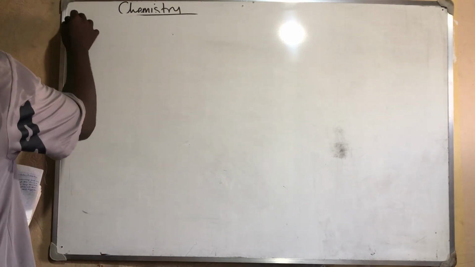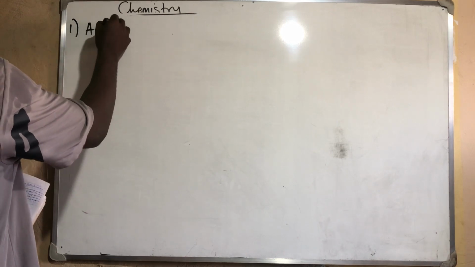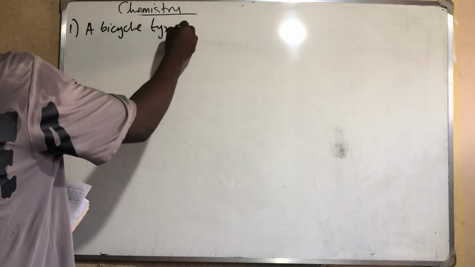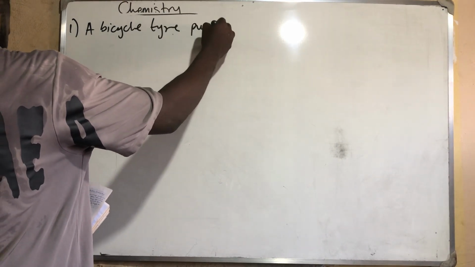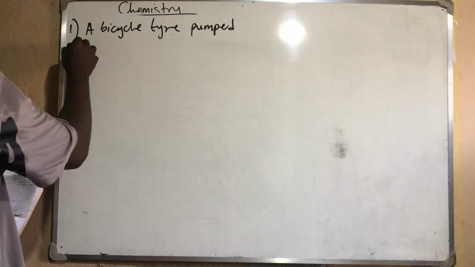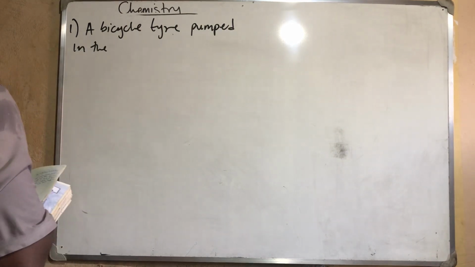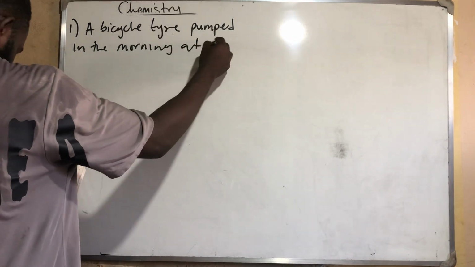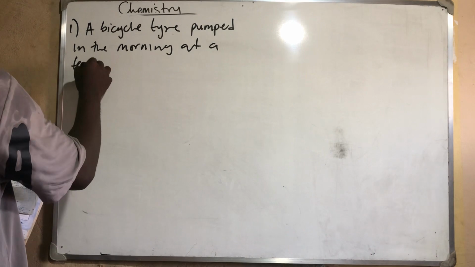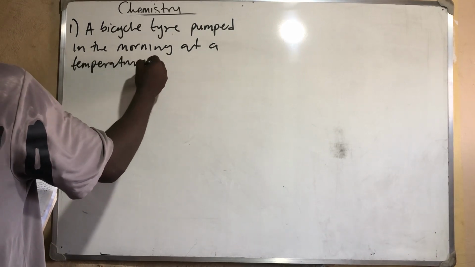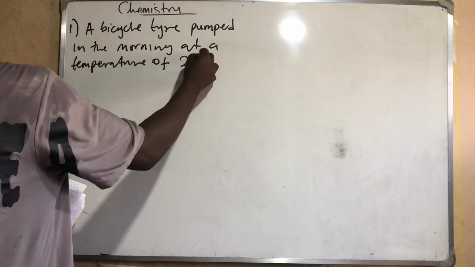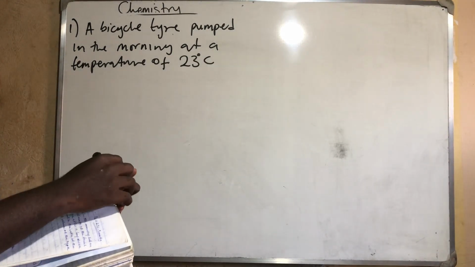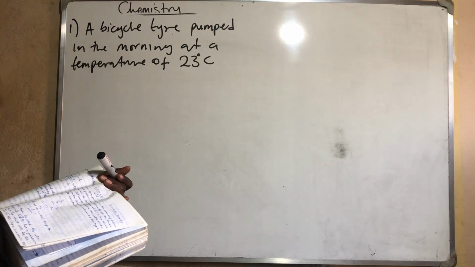So question number one said a bicycle tire pumped in the morning at a temperature of 23 degrees Celsius. In fact, an example of Charles' law, we say that the volume is directly proportional to temperature, which means if temperature increases, the volume will increase.